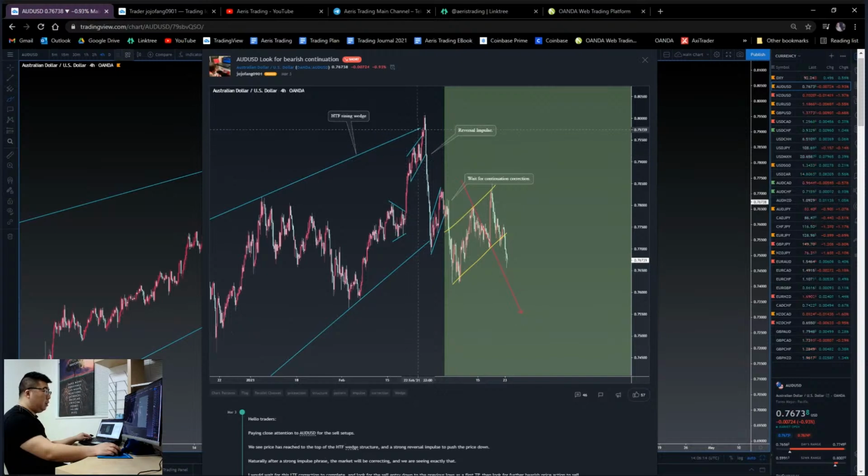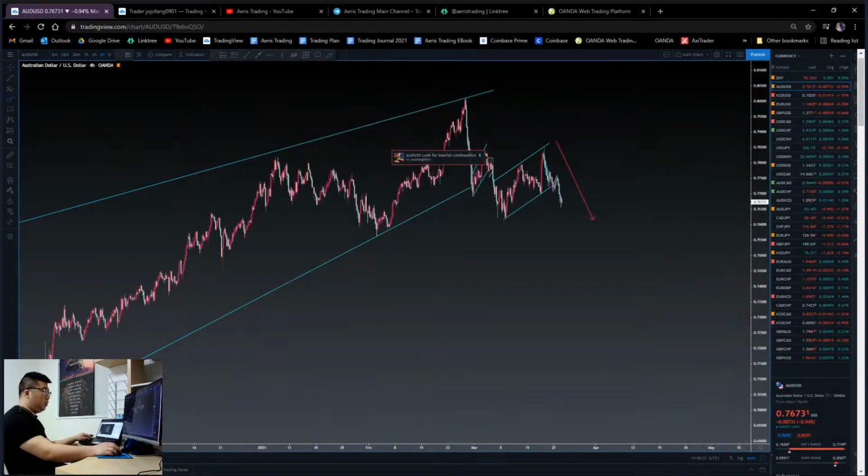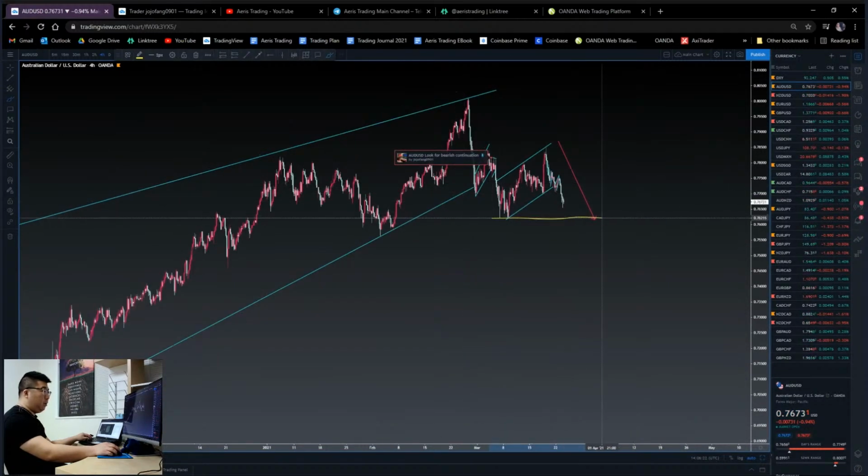So Aussie dollar, we push down, we push out of this higher time frame structure and continuation correction, and we're just pushing down now. So what do we expect for the price now? Well, let's see if we can break below this area and complete this head and shoulder pattern. We break out followed by more correction, and we're likely to go lower. That's what I expect price to do in the upcoming days.